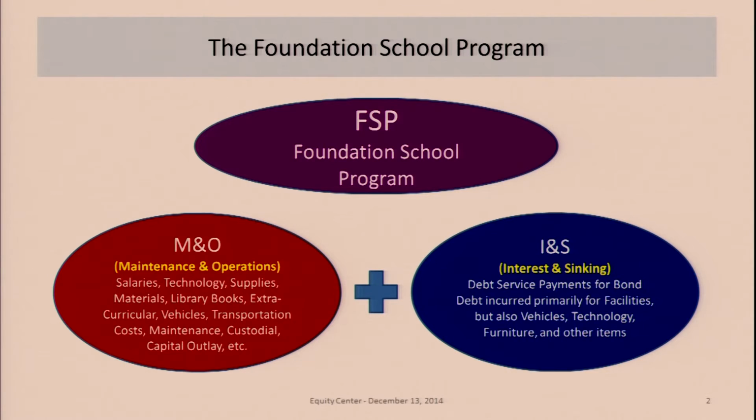Basically, the Foundation School Program is made up of two general components. One of them is the maintenance and operations part, and the other is the I&S, or interest and sinking part. Now, the M&O is for the everyday instruction and operations, and you can see listed on the slide the things that it's used for. On the right-hand side, you can see the things that I&S is commonly used for. And you'll notice that sometimes they're very different, but other times you can fund some things out of M&O that you can also fund out of I&S and vice versa.